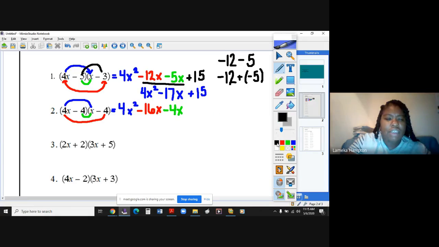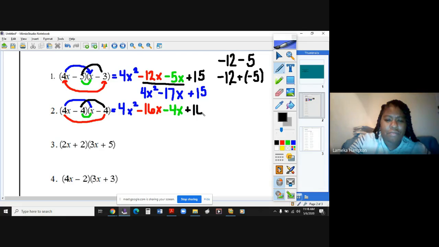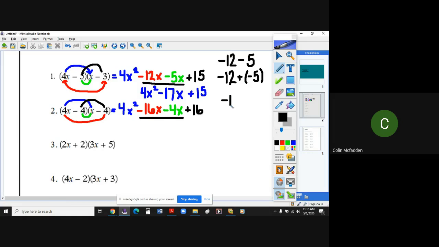All right. And so last but not least, we have a negative 4 times a negative 4. So what's a negative times a negative? Positive. Okay, so my answer here is going to be positive 16. Okay. So now my question is, where are my like terms? Negative 16x and negative 4x. Yes, excellent job.